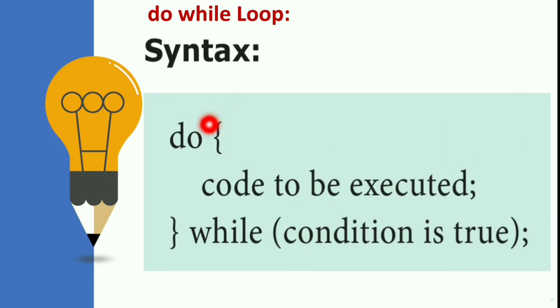Look at the syntax. First we have to write do, open and close curly brackets. Inside that you have to write the code to be executed. And at last the while condition should be written. While, inside the brackets we have to write the condition, and finally end with a semicolon. This is a must. So this is the reason the action block will be executed at least once, because the condition is checked at the exit level.